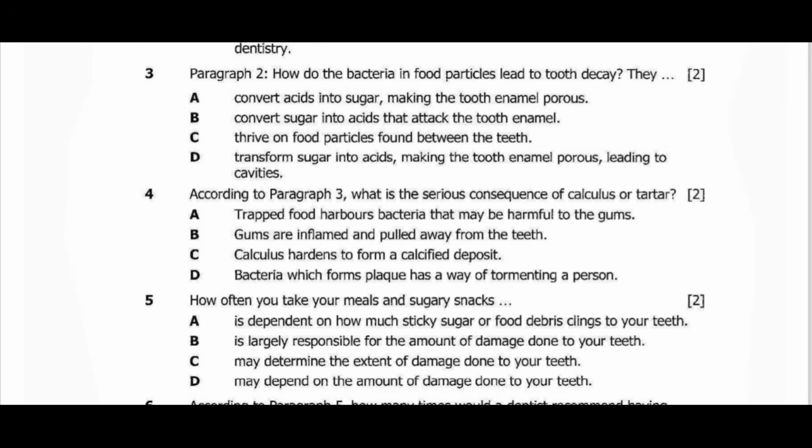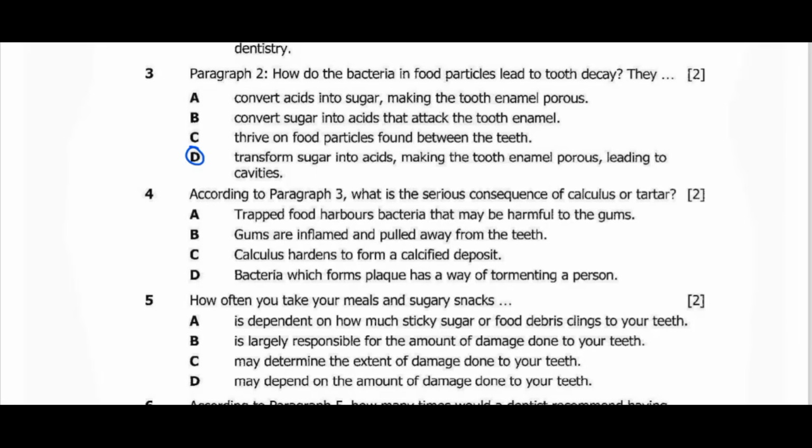Then D, transform sugars into acids, making the tooth enamel porous, leading... So this D is our best answer, because it covers the converting of sugar into acids, making the tooth enamel porous, where it is now weak, then from there leading to a cavity.